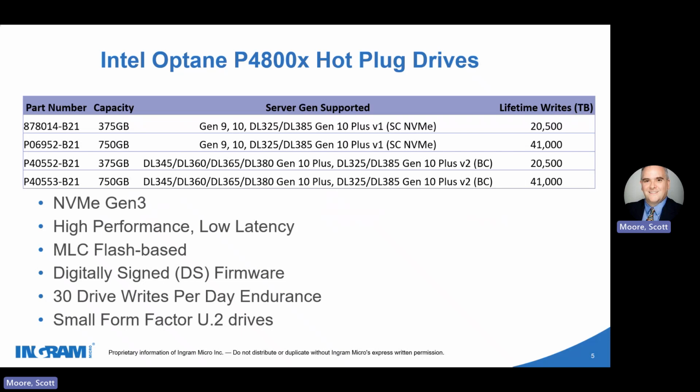As is standard for HPE and their Generation 10 platforms, all drives support digitally signed firmware to take advantage of the Silicon Root of Trust and HPE Integrated Lights Out 5 enhanced security features. For those of you familiar with the nomenclature behind HPE pluggable server drives, the top two options here use the Smart Carrier NVMe, or SCN, pluggable drive carriers, while the bottom two use the newer Basic Carrier, or BC, drive carriers. These drives are available in capacities of 375 gigabytes and 750 gigabytes.